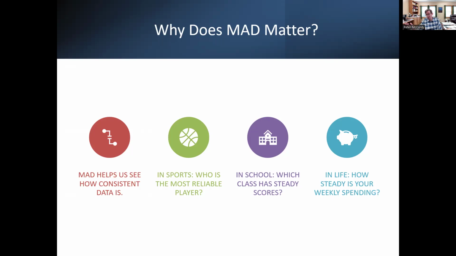In school, we use it to figure out the test scores, to figure out how well the class is doing. And in life, you can use it to figure out how much money you're spending. Are you spending wildly one week and barely spending anything the next week? Is your MAD really large one week and really small the next week? Well, then maybe we need to look at your budget and figure out how to budget better. So MAD is a very useful tool. It's something we can use in our life, and that's why we need to learn it.